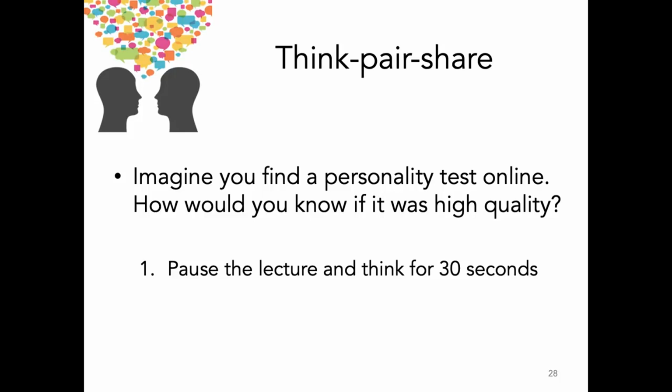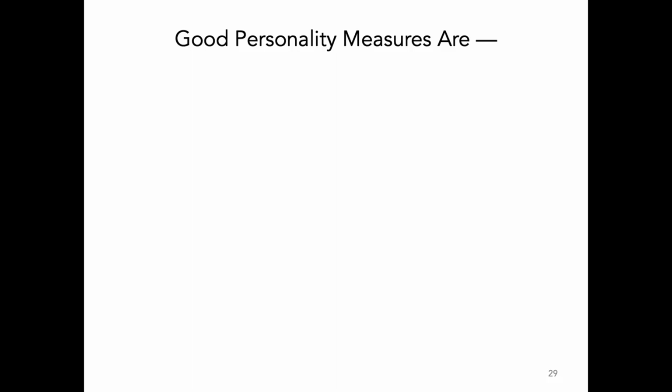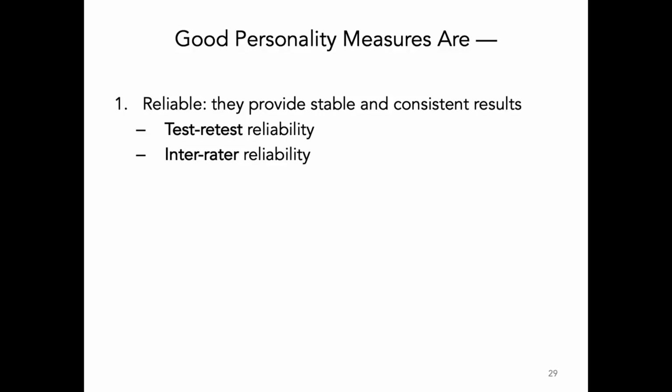And welcome back. So, good personality measures are reliable. And reliability is that the results are stable and consistent. So, two key kinds of reliability. Test-retest means you take the test today and then you take the test a month from now and your results are similar. And if it's on something like optimism, we might expect that to be consistent over time. If it changed every day, then what is even being measured? And so that is a problem of reliability.